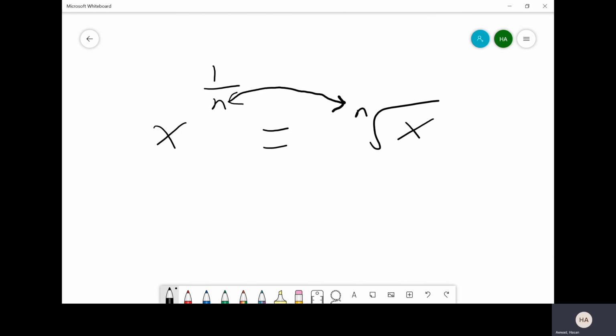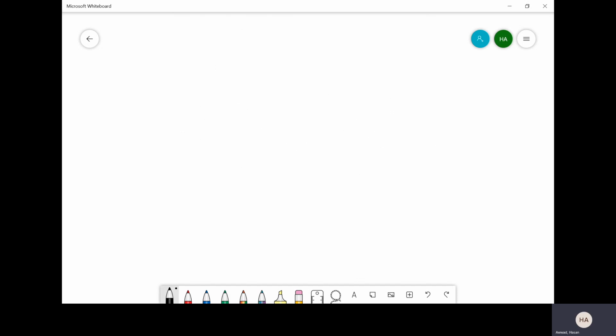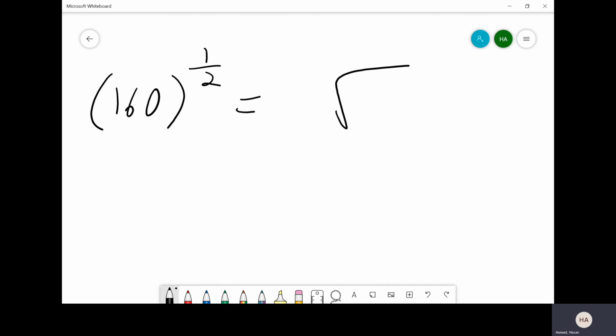Okay, so what does this actually mean? Let's look at our previous example that we did before. Say I have 160 to the 1/2 power. Okay, so 160 to the 1/2 power, well, this is really just the same thing as if I take the root of 160, and then our denominator comes way over here and becomes our index, and that just means that we have a square root, right?